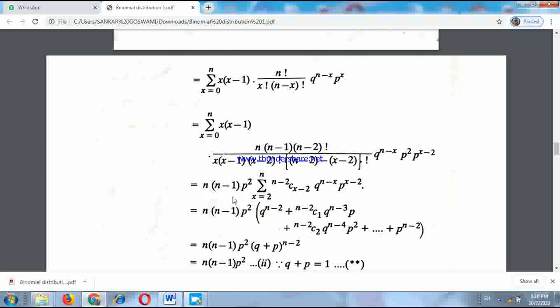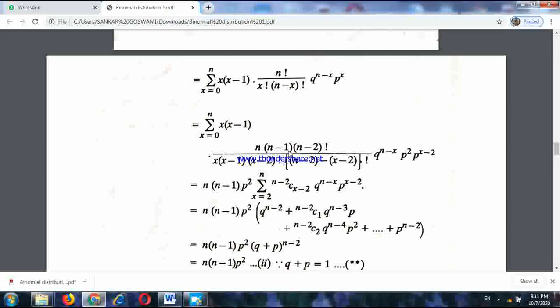So I have taken the term n into (n minus 1) p square outside, and what remains? You see, (n minus 2) factorial divided by (x minus 2) factorial into (n minus 2 minus (x minus 2)) factorial. What is this? This is nothing but n minus 2 c x minus 2, q to the power n minus x, p to the power x minus 2. So first term, if I put x equals 2, n minus 2 c 0, anything c 0 means 1, q to the power n minus 2, p to the power 2 minus 2, that means p to the power 0. So 1, so the first term remains q to the power n minus 2.